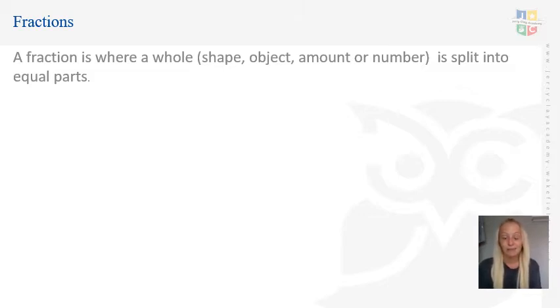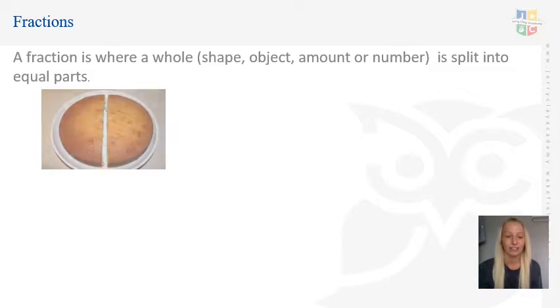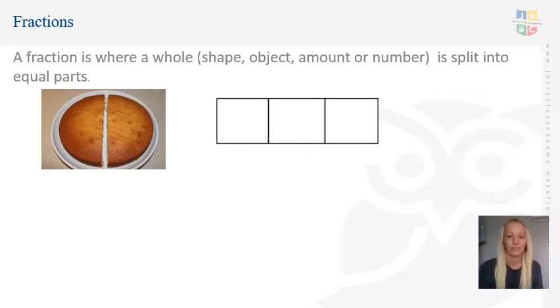So let's have a look at some pictures that represent fractions. The first one we've got is a cake, and the cake shows a fraction because it is one whole cake that has been split into two parts, but it's really important that these two parts are equal. So there's a whole cake split into two equal parts, so this represents a fraction.